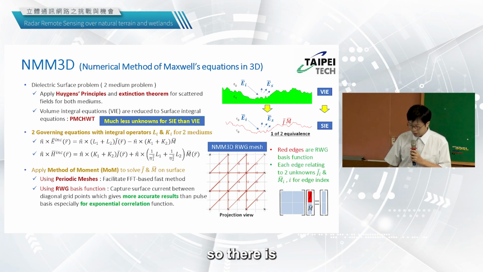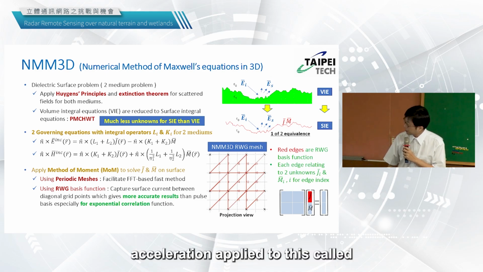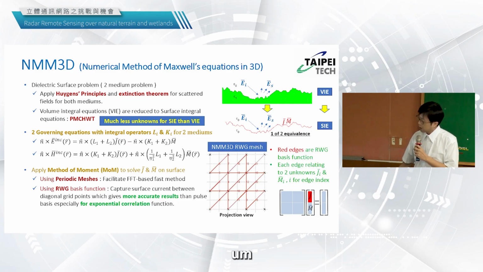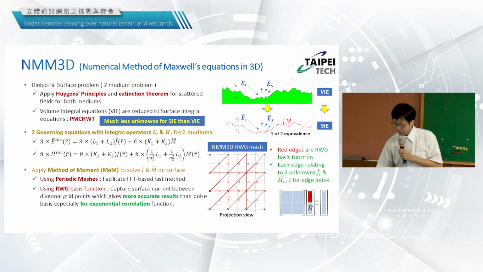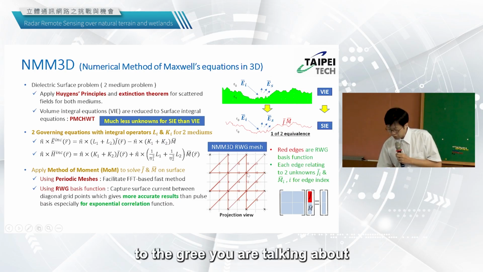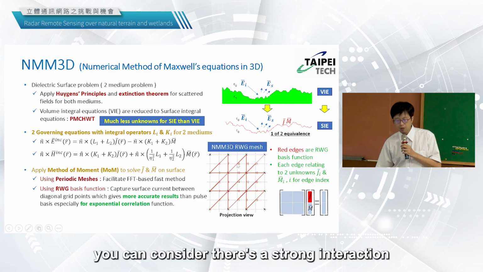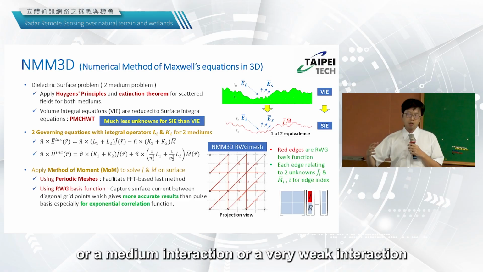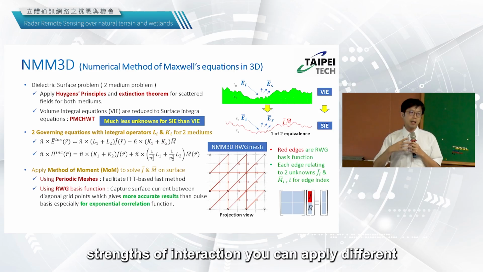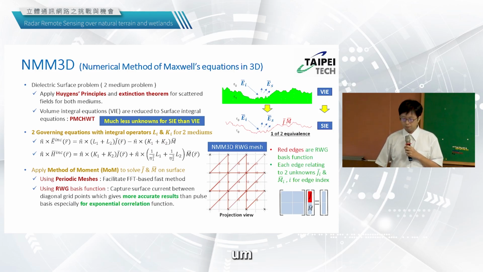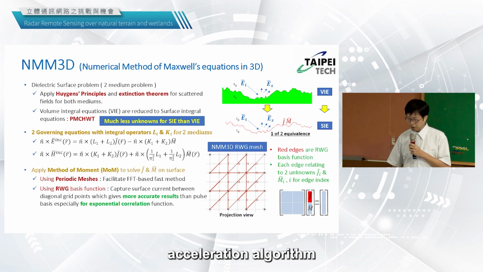So there is acceleration applied to this, called... basically, depending on the distance to the grid you are talking about, you can consider there's a strong interaction, a medium interaction, or a very weak interaction. Based on different strengths of interaction, you can apply different acceleration algorithms.